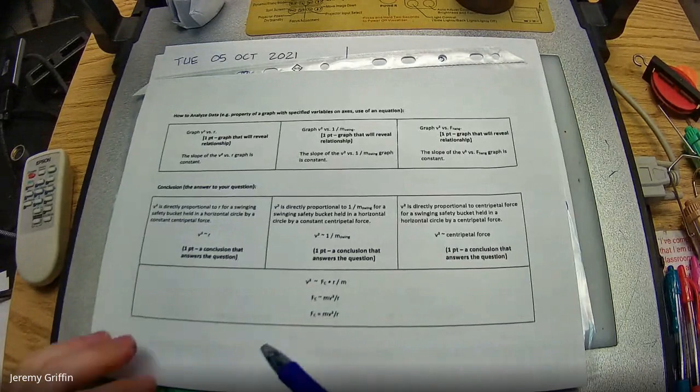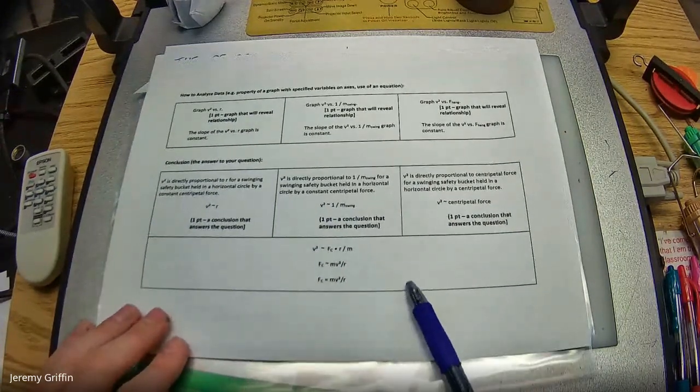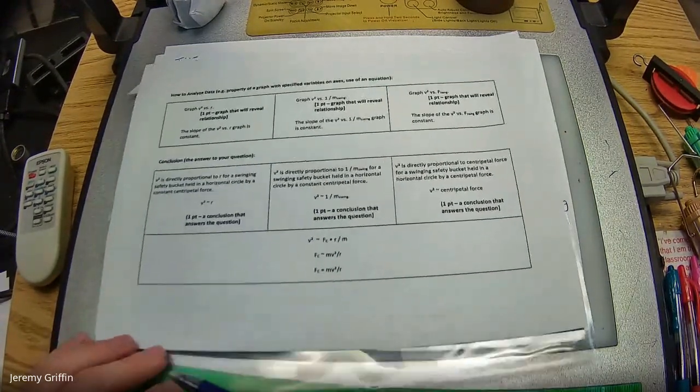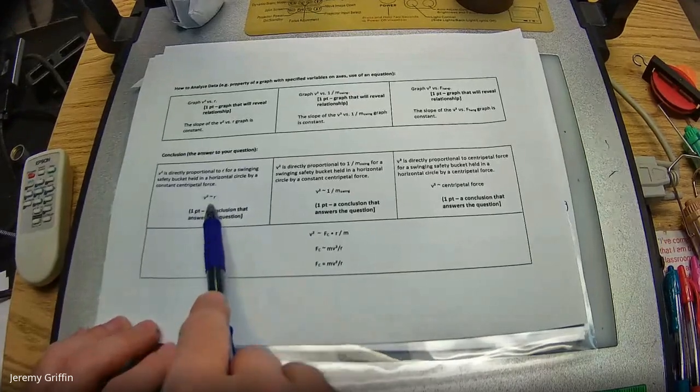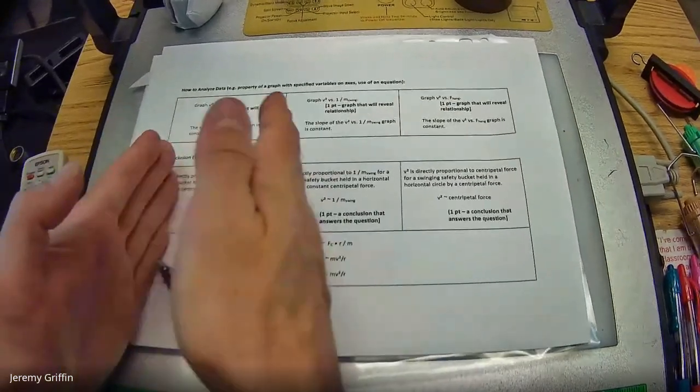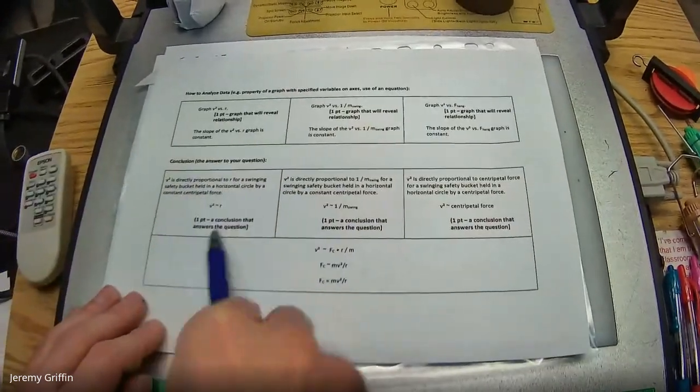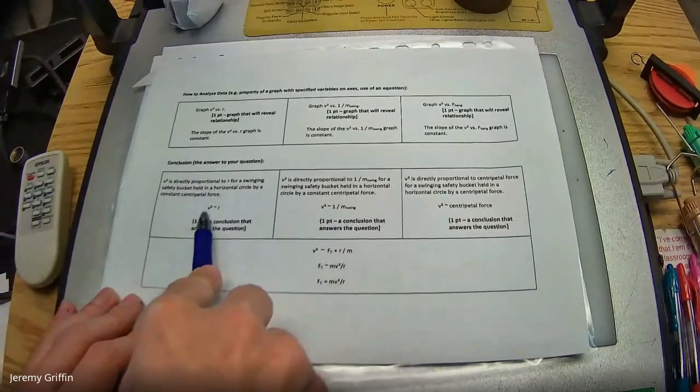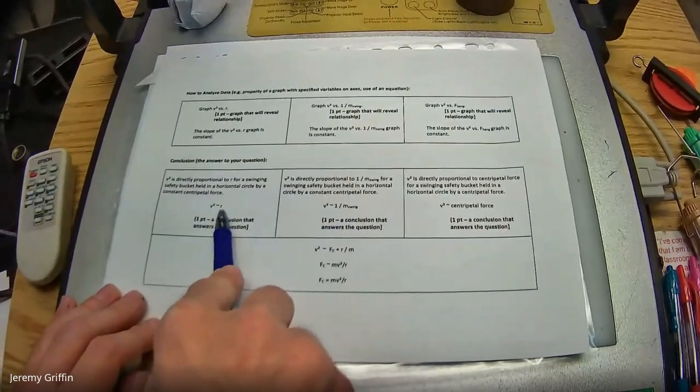And then conclusion, answer to your question. So we're looking for what's directly proportional. What you would have found is that if you were changing the radial size, that's the left one here, the square of the speed is directly proportional to that radial size.